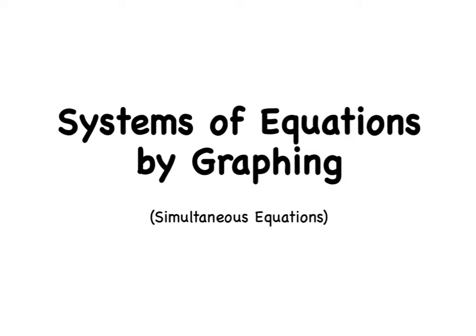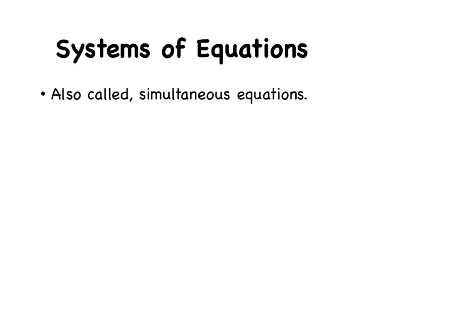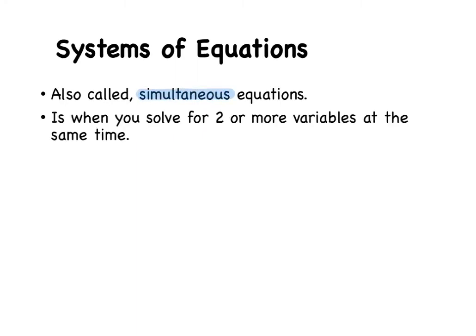In this video, we're going to be learning about systems of equations by solving them through the graphing method. This is going to correspond to section 5.1 of your textbook. Systems of equations are also called simultaneous equations, and simultaneous equations means that we're solving for two or more variables at the same time.